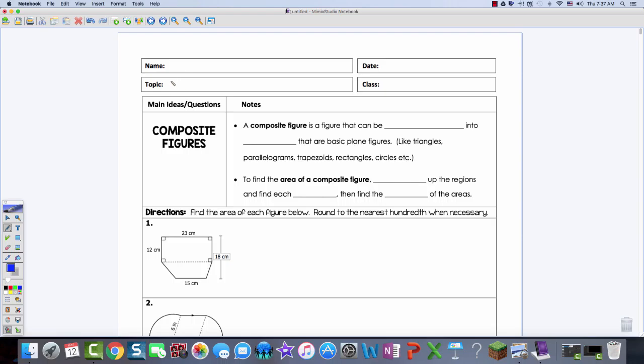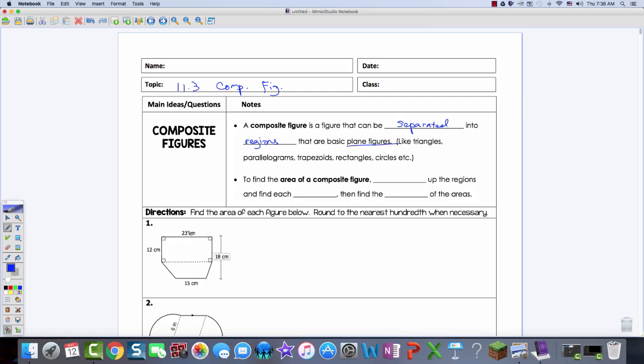Okay guys, I want to make a quick video for this unit, and this unit is 11.3, and we're talking about composite figures. As you can tell from these figures, a composite figure is a diagram or a figure that you can separate. They can be separated into various regions or sections that are plane figures.